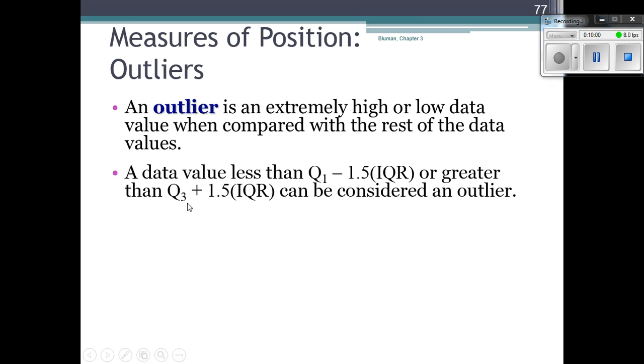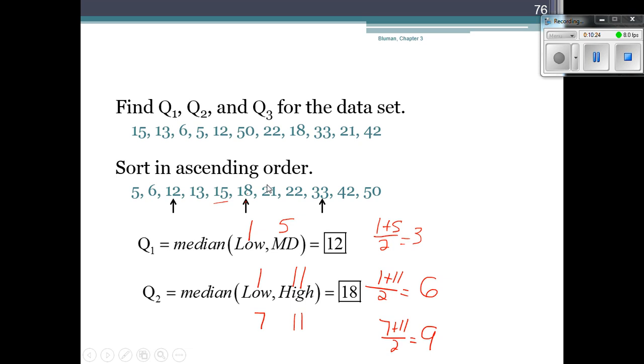Ta-da! Things just changed. As I said that, I realized that that was wrong. It is quartile 1 minus 1.5 of your interquartile range. And if you take quartile 3 plus 1.5 of your interquartile range, anything less than or greater than those would be considered an outlier. Okay? I'm going to show you that.